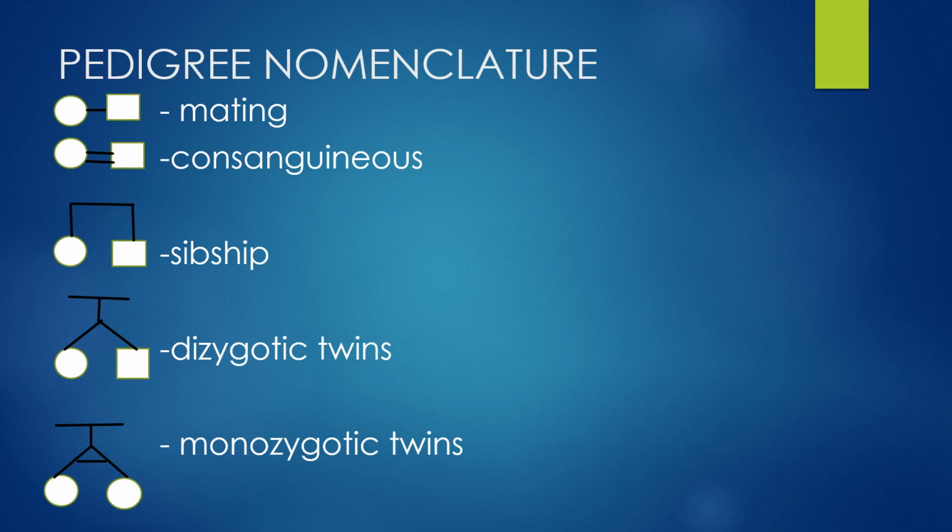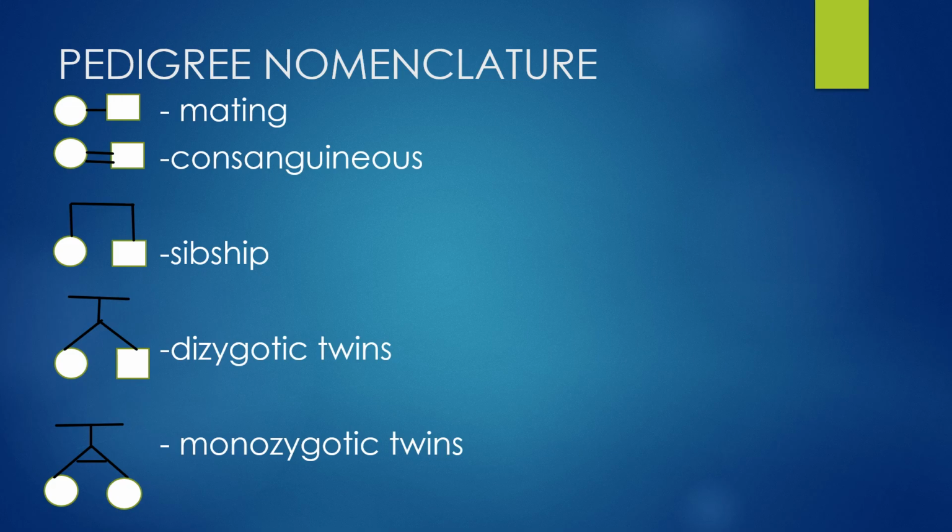This represents consanguinity. Now, consanguinity simply means two people that are related and still end up getting married or having children together. They could be siblings, first cousins, second cousins, it doesn't matter. The only important thing is that these two people are related.